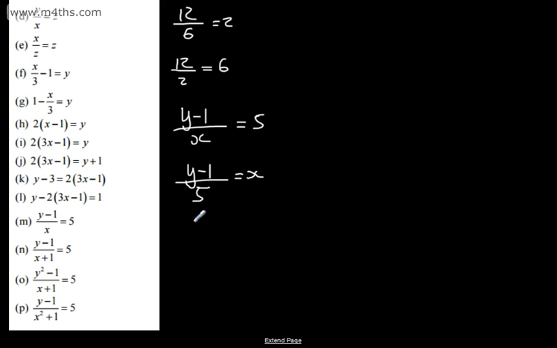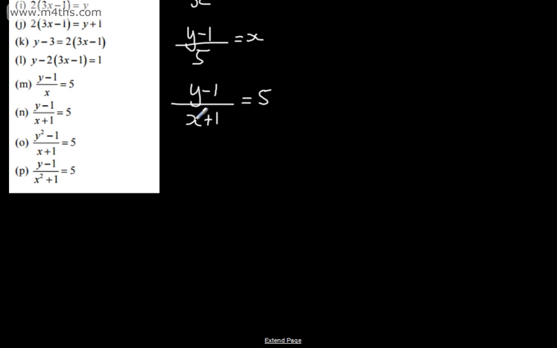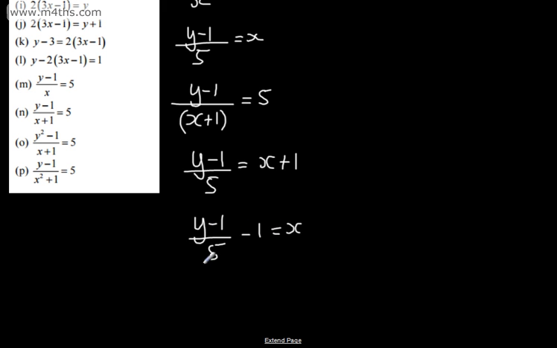Right, next one, we've got y minus 1 divided by x plus 1 is equal to 5. Again, I can swap those quantities around. Don't just swap the x. Remember, this is x plus 1. We need to take this as the whole quantity x plus 1. So y minus 1 divided by 5 is equal to x plus 1. I want x by itself, so I simply need to subtract 1 from both sides. Y minus 1 divided by 5 minus 1 is equal to x, and now x is the subject.